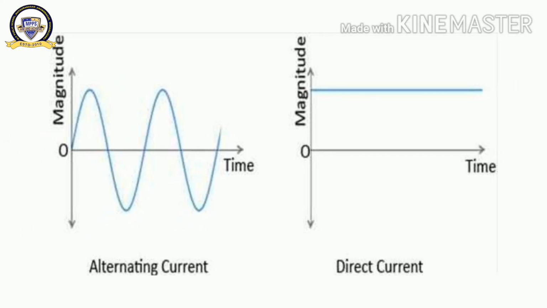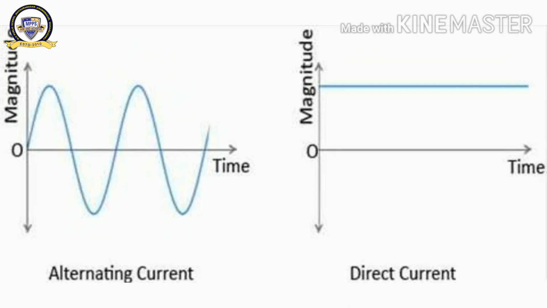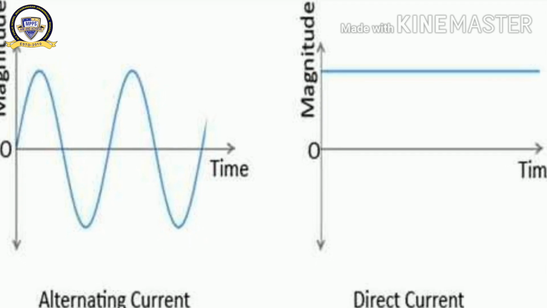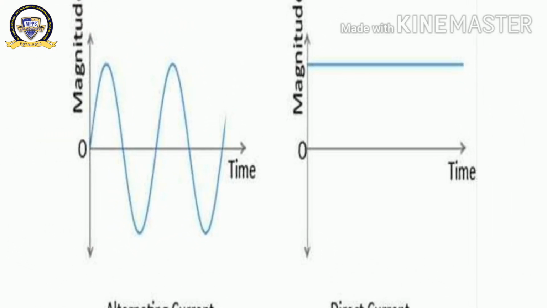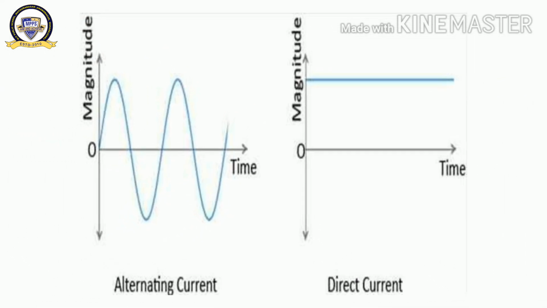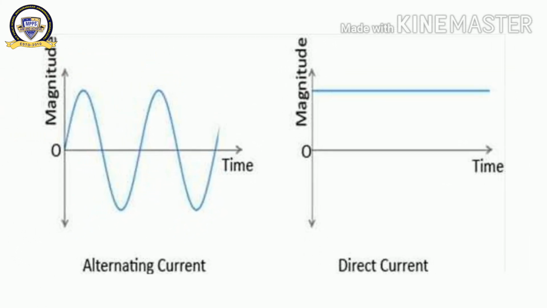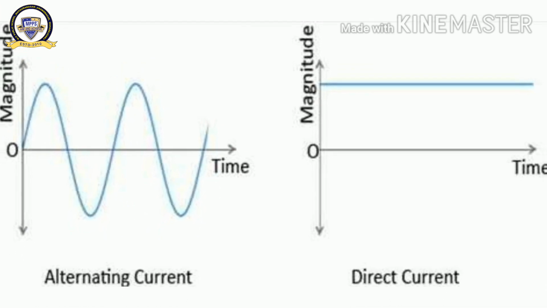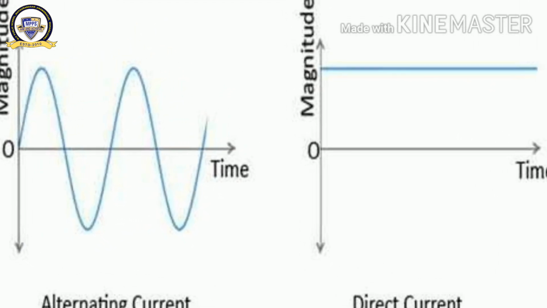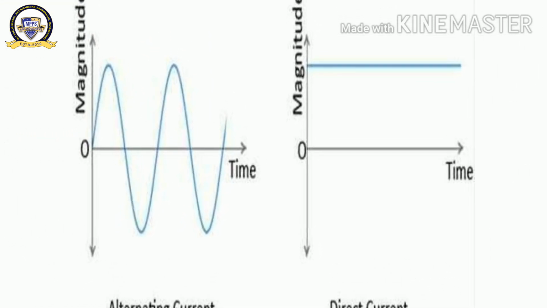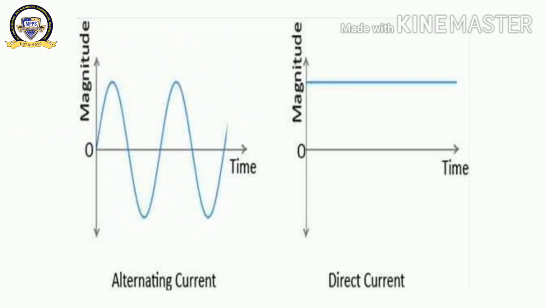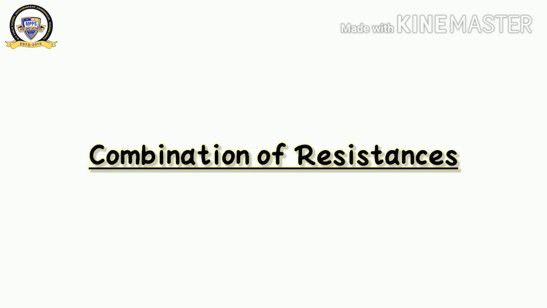In this figure, you are clearly able to see that the two graphs show two different currents. The alternating current is shown by option A and the direct current is shown by option B. Means periodically in the alternating current the magnitude and direction are changing, while in direct current the magnitude of current remains constant. Now we are going to discuss the combination of resistances.